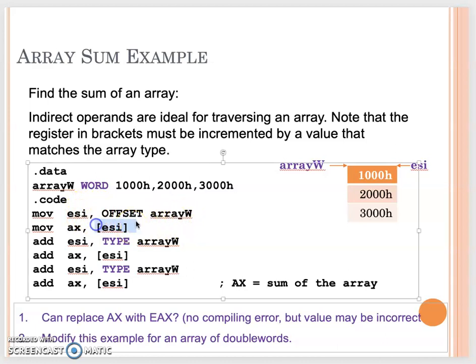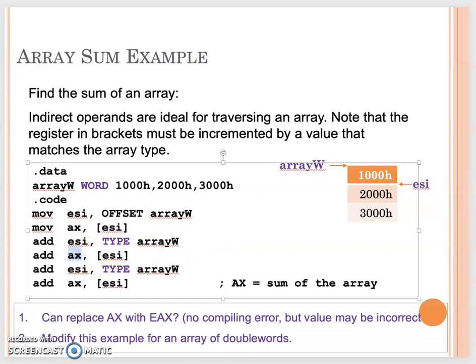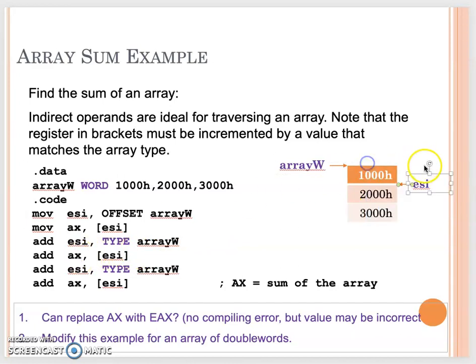So you move the first value to AX. Then you just need to increment your ESI using the type operator. So ESI will add 2 and access the next element. Then we add one more. After you access the next element, 2000, we add that to the AX. Continuing, we know we have one more element, so we just add to ESI again.